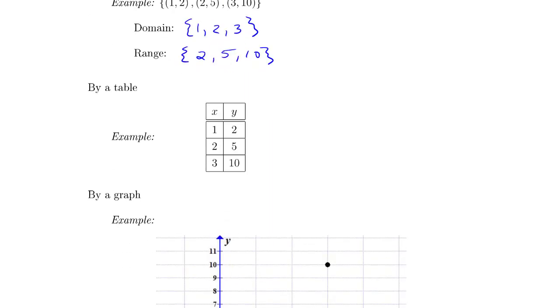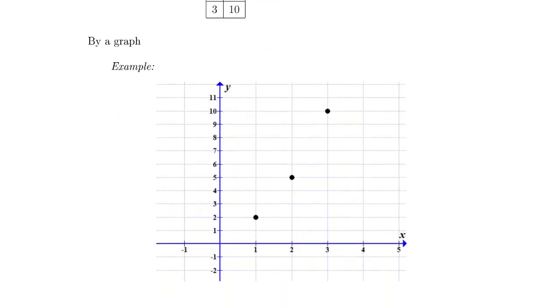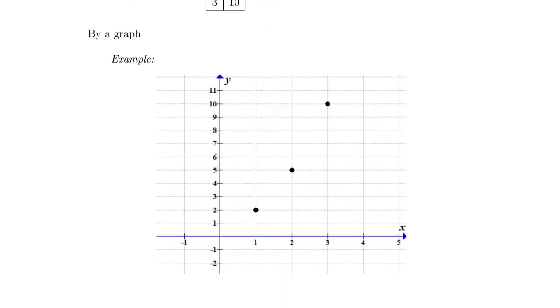All right, it could be displayed instead as a table, telling what the inputs x and the outputs y are. Or another way would be a graph. So here's a graph showing 1 goes in and 2 comes out. All right, 2 goes in, 5 comes out, 3 goes in, 10 comes out. All right, so that's another way of looking at it.